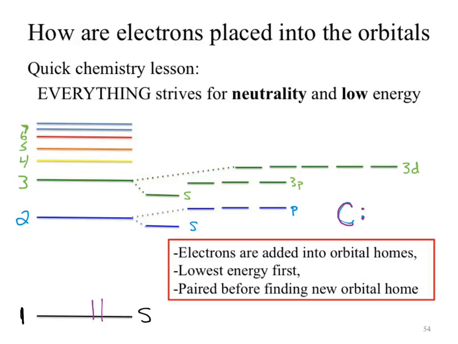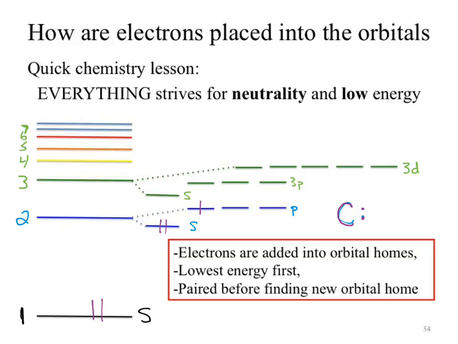The 1s. Where's the next one go? 1s. Where's the next one go? 2s. Next one. Still the 2s, lower energy. The next one? 2p. How many electrons have I drawn? 5. How many do I need? Where's the next electron go?